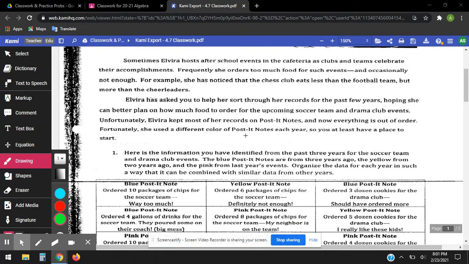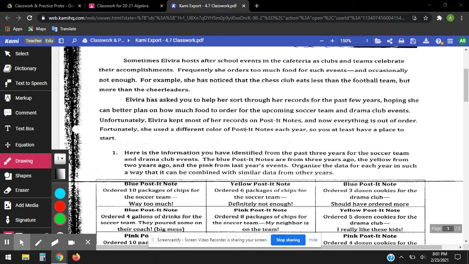Sometimes Elvira hosts after-school events in the cafeteria as clubs and teams celebrate their accomplishments. Frequently, she orders too much food for such events, and occasionally not enough. For example, she has noticed that the chess club eats less than the football team, but more than the cheerleaders, which makes sense. Elvira has asked you to help her sort through her records for the past few years, hoping she can better plan how much food to order for the upcoming soccer team and drama club events.